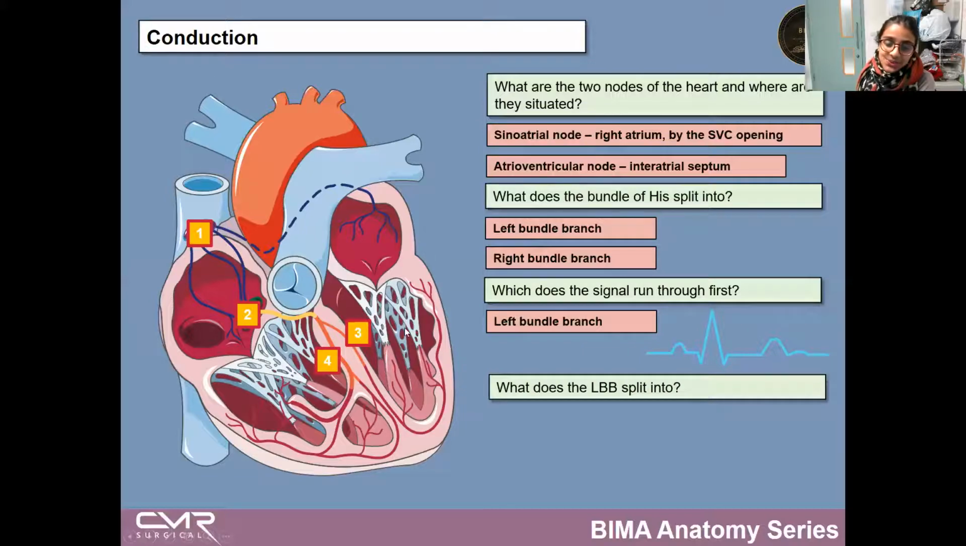And then what does your left bundle branch split into? This is a more niche question. Anybody? So it's your fascicles. Anybody know what the name of the fascicles are?